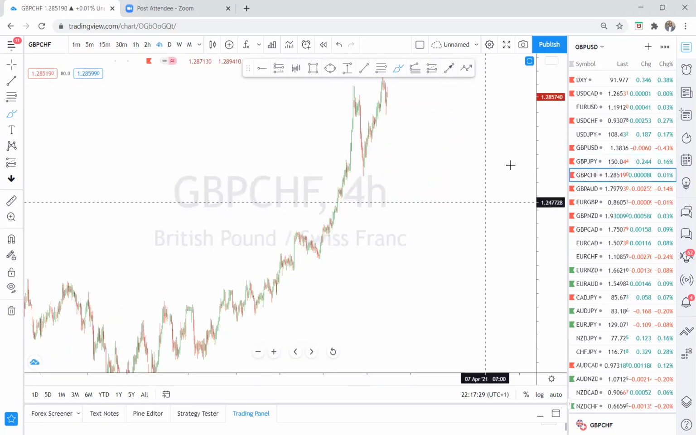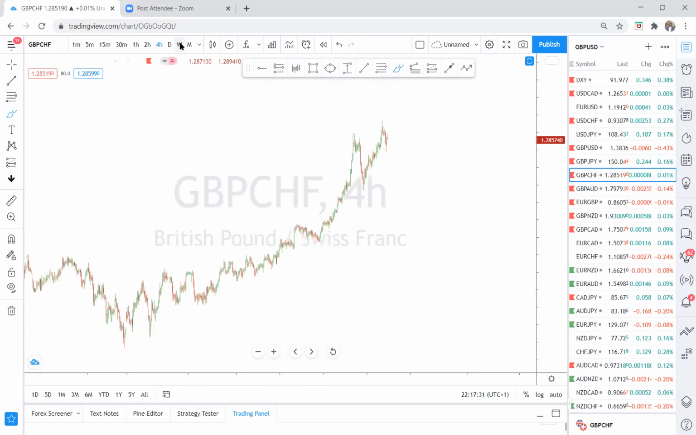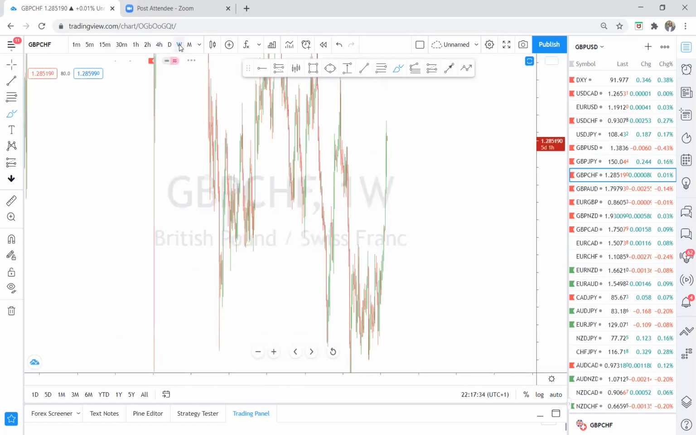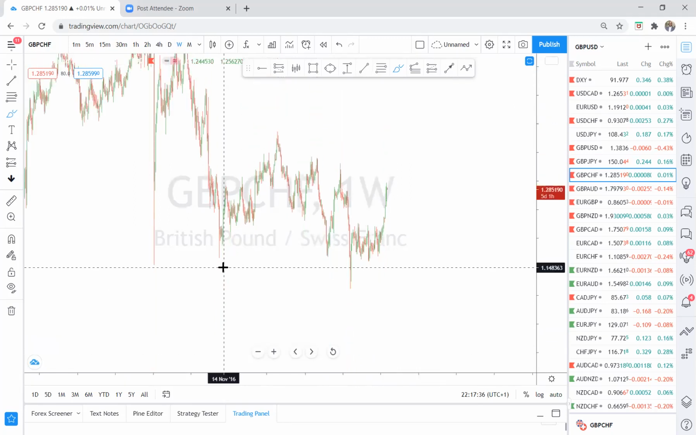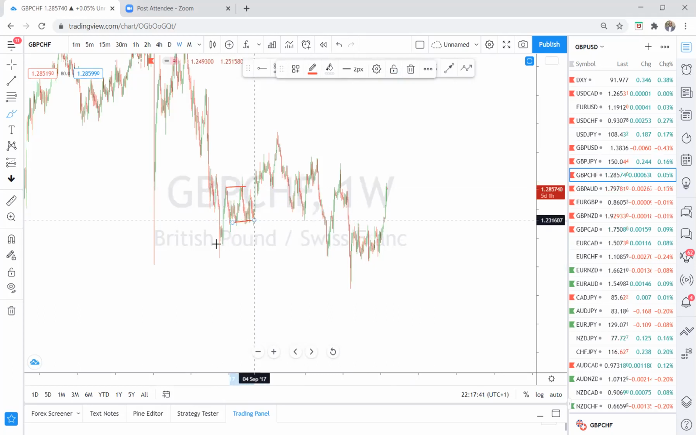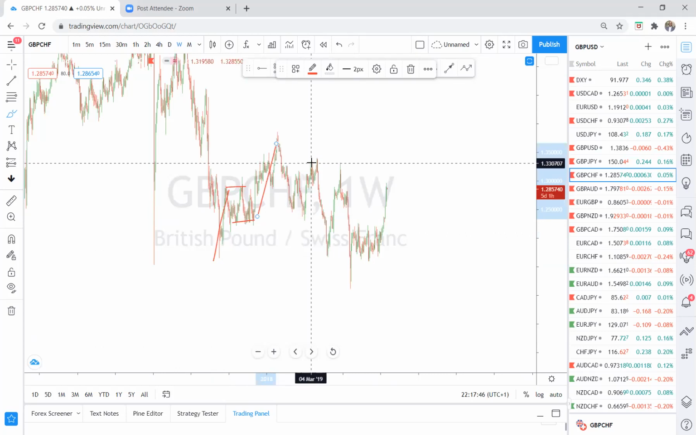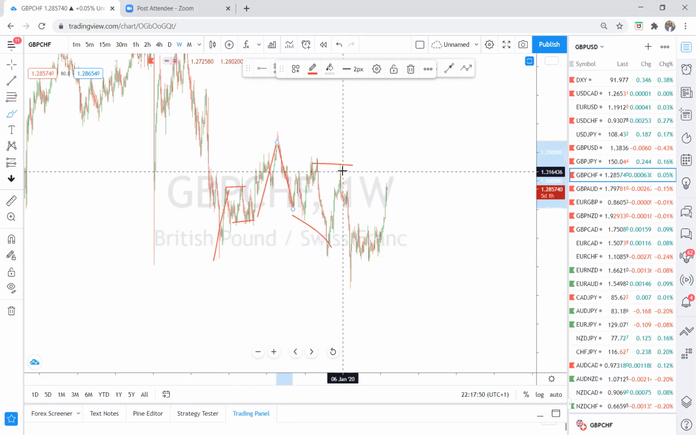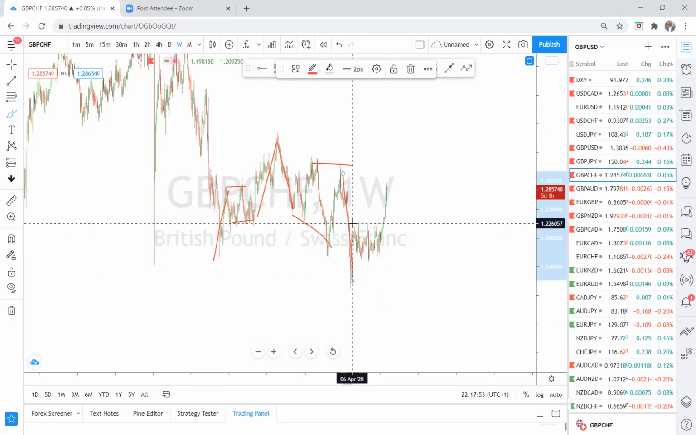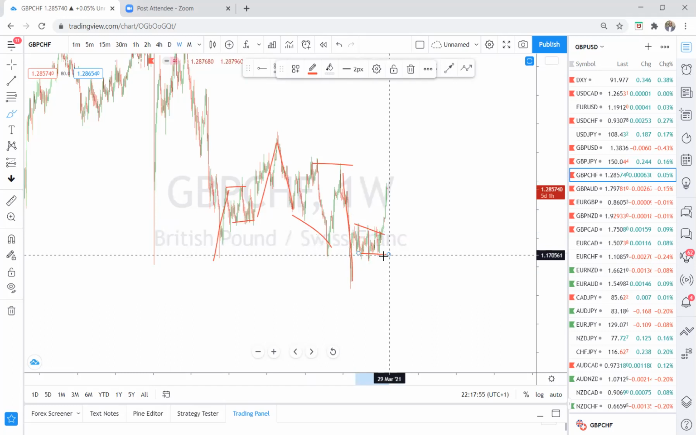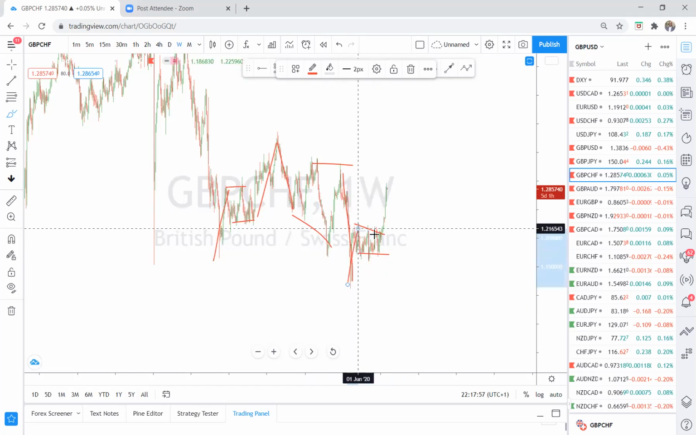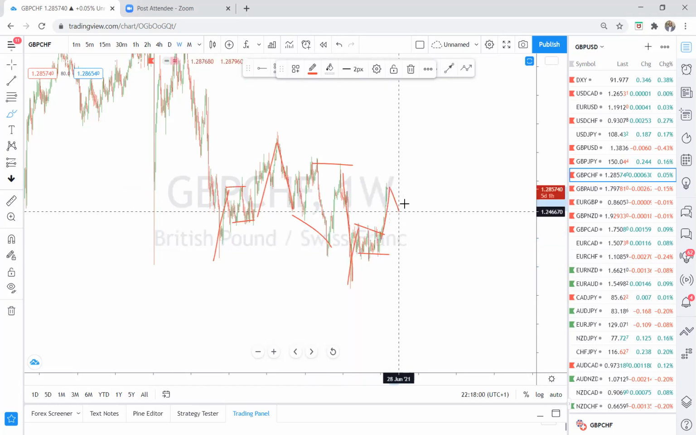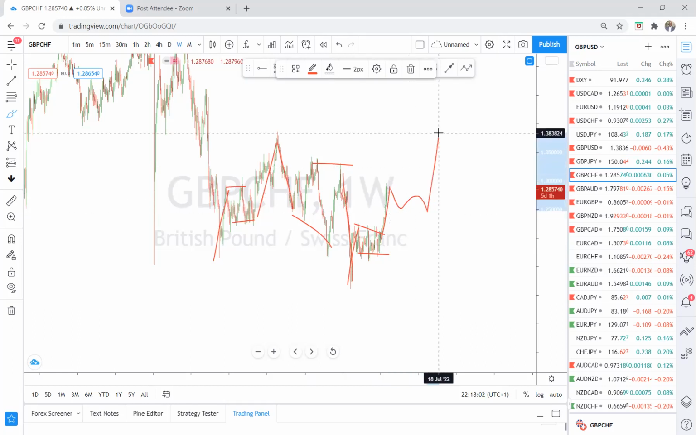GBP CHF, the same structure as in GBP JPY. If you look at the weekly, you see that it has more place to go. You have a 3-wave structure here, correction in the middle, 1, 2, 3 upside. Then you have this structure here again, that's 1, 2, 3 downside. What are you expecting? You're expecting a structure here, 1, 2, and 3 here. So here you expect correction and a further push to the upside.